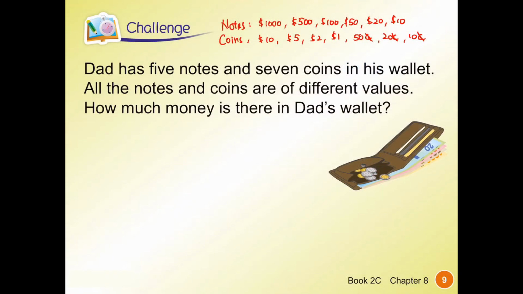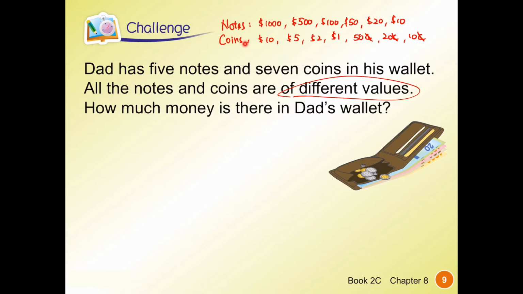Please turn to page 58. Here comes the challenging question. Dad has 5 notes and 7 coins in his wallet. All the notes and coins are of different values. So this is a really important piece of information for us. How much money is there in Dad's wallet?